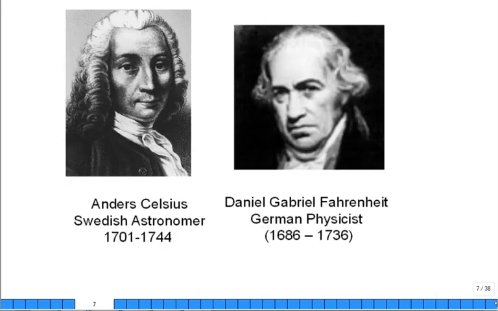Those are the pictures of the people who are attributed to the temperature scale. Celsius, Swedish astronomer, 1744. Oh boy, how long did he live? Not long enough, in my opinion. And then Fahrenheit, the German physicist. There you go. All right, let's keep going.